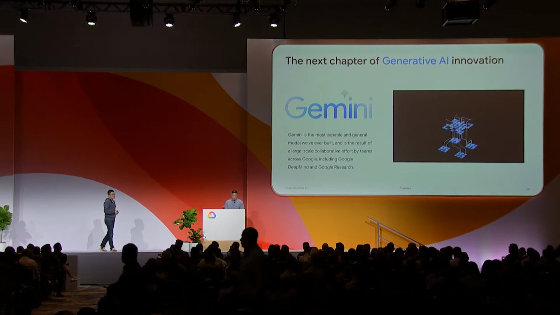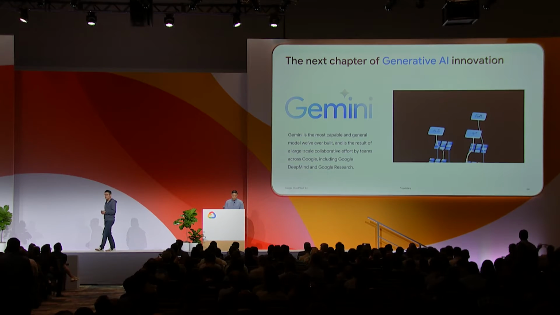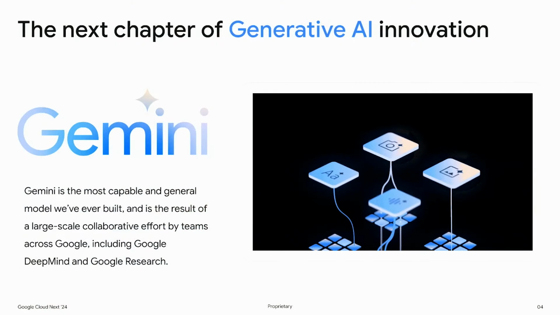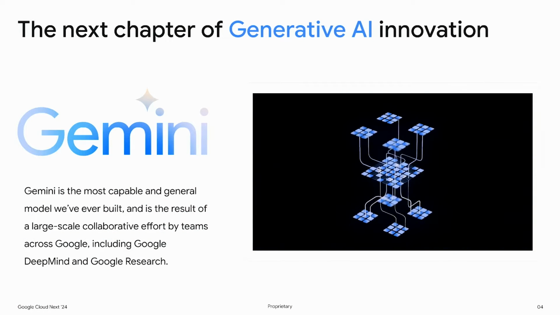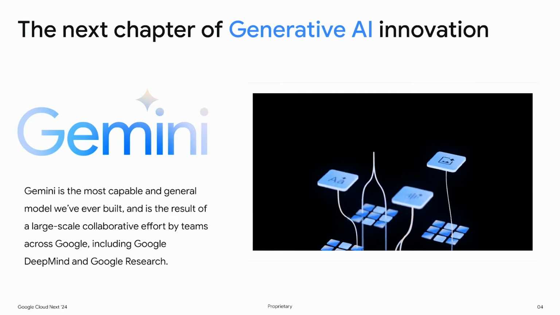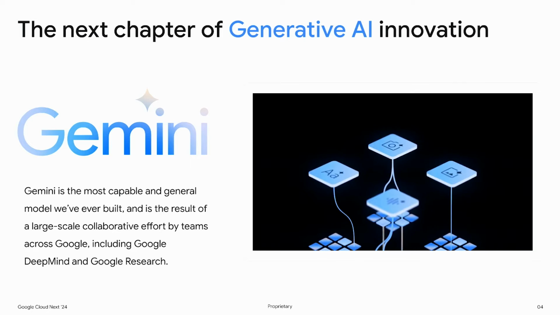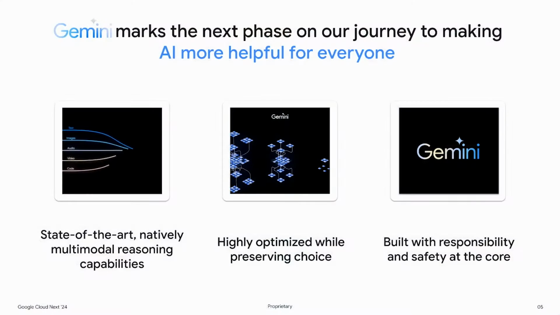So Gemini is our most capable model that we ever built at Google. We released this model back in December 2023. Since then, we have been iterating this model, trying to bring the best quality, best performance to all the developers like you, so you can build amazing applications on top of Gemini. There are three main features, or I would say highlights, of Gemini. The first one is multimodal.